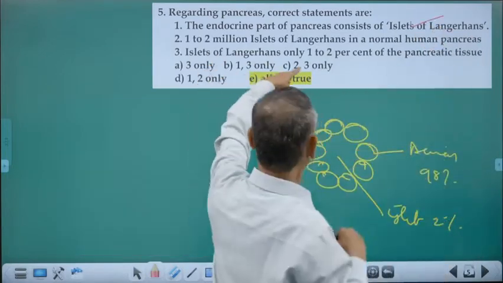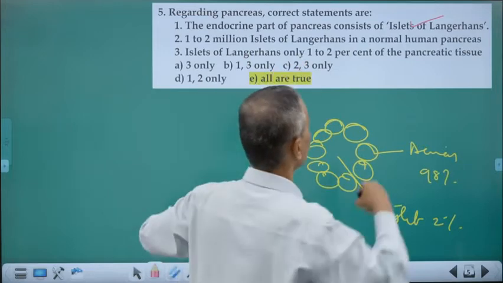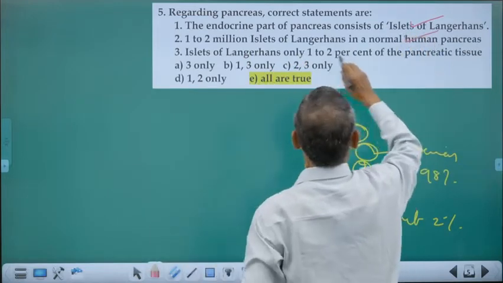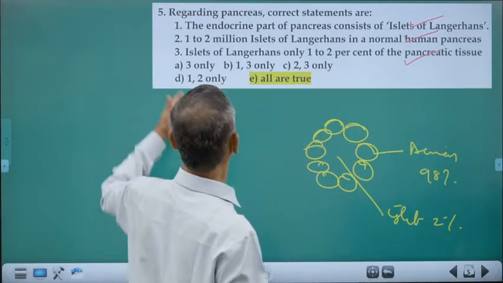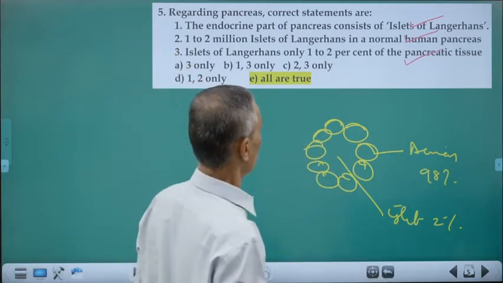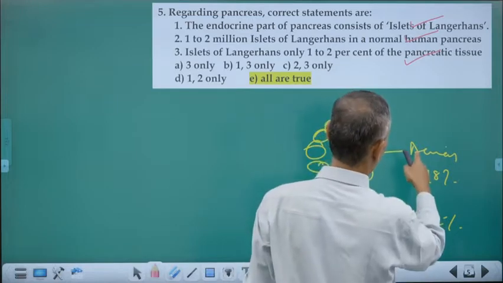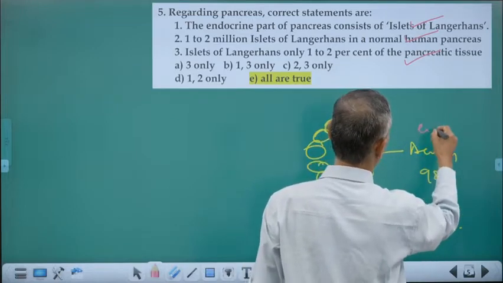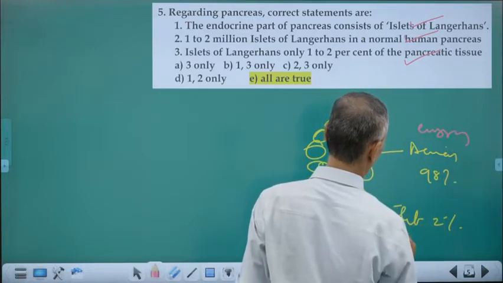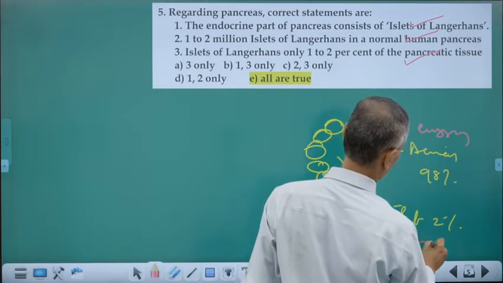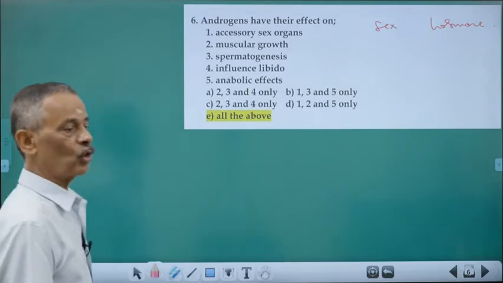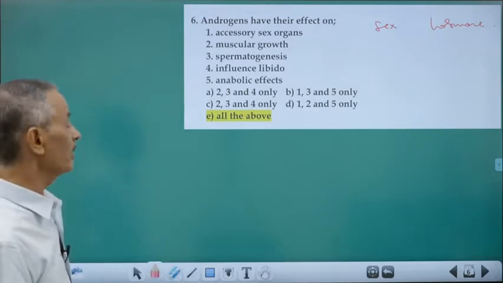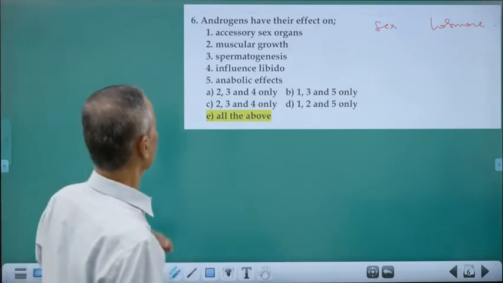1 to 2 million islets are present. Correct. And they will be only 1 to 2% of pancreatic tissue. Correct. So all of them are correct, so the option goes to 2. So the acinar cells are producing the enzyme, and islets are producing the hormones. That's why it is a mixocrine or heterocrine gland. It is the second largest gland of our body.